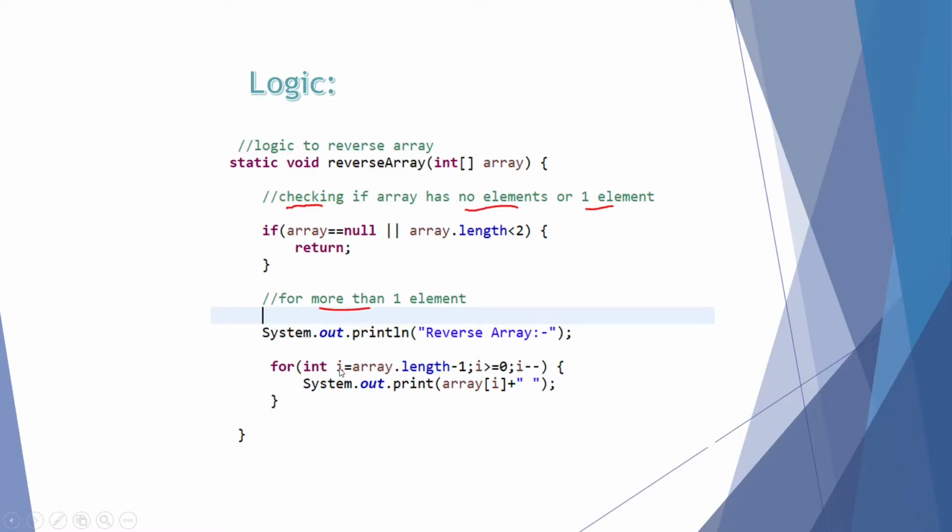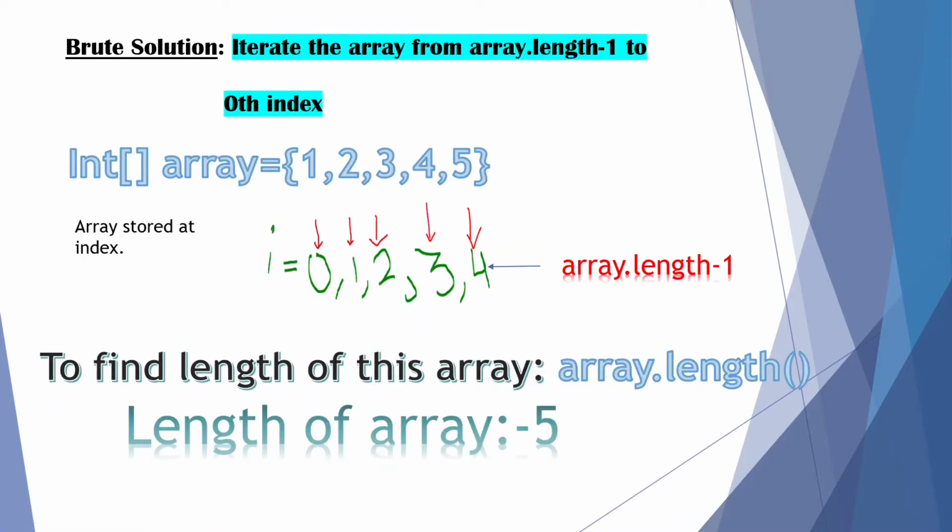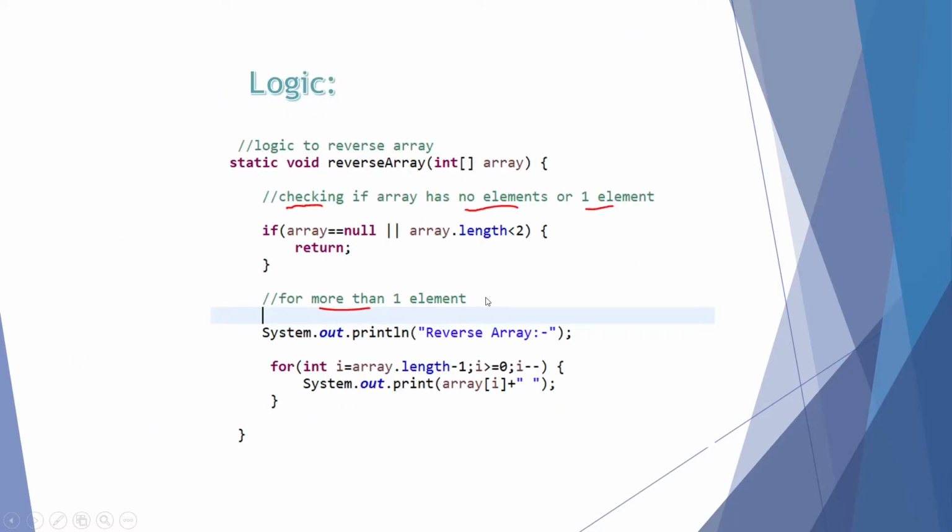And the next question is why we are taking int i equal to array.length minus 1. Why not just array.length? Let me show you. As we can see here, the length is 5, but the fifth element is stored at array.length minus 1. 5 minus 1 is the 4th index, right? So that's how we are iterating and fetching the elements. That's how this logic works.